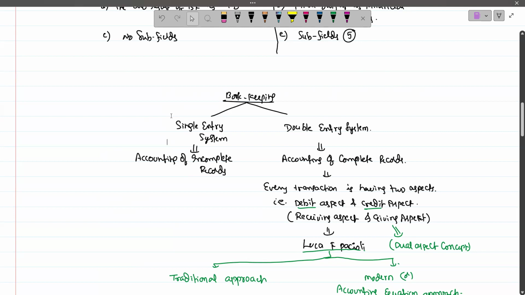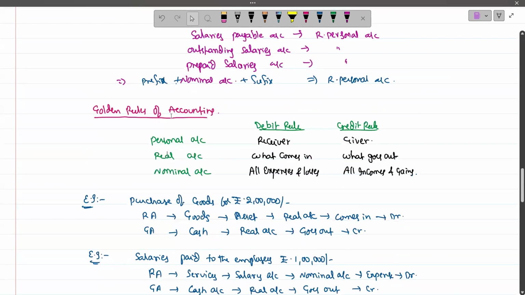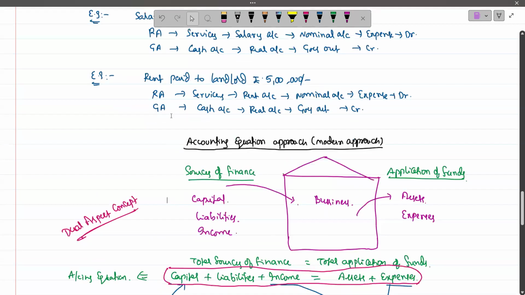And for identifying the respective receiving and giving aspect, or debit and credit aspect, we have two approaches: the traditional approach and the modern approach. As per the traditional approach, all accounts are classified into three types: personal account, real account, and nominal account. These are the rules of the traditional approach. For the personal account, debit the receiver, credit the giver. For the real account, debit what comes in, credit what goes out. For the nominal account, debit all expenses and losses, credit all incomes and gains.